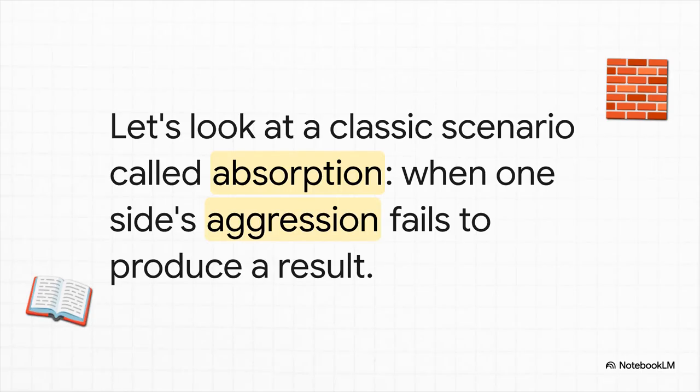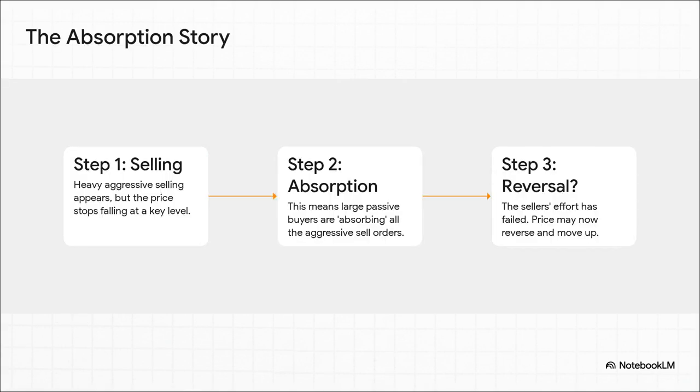All right, now let's put it all together and look at a classic story that footprint charts tell beautifully. It's called absorption, and it's what happens when one side puts in a ton of effort and gets absolutely nowhere. So here's how the story unfolds. Step 1, you see a tidal wave of aggressive selling. The numbers on the left are huge. The delta is deeply negative. But, and this is the critical part, the price just stops falling. It hits an invisible wall.